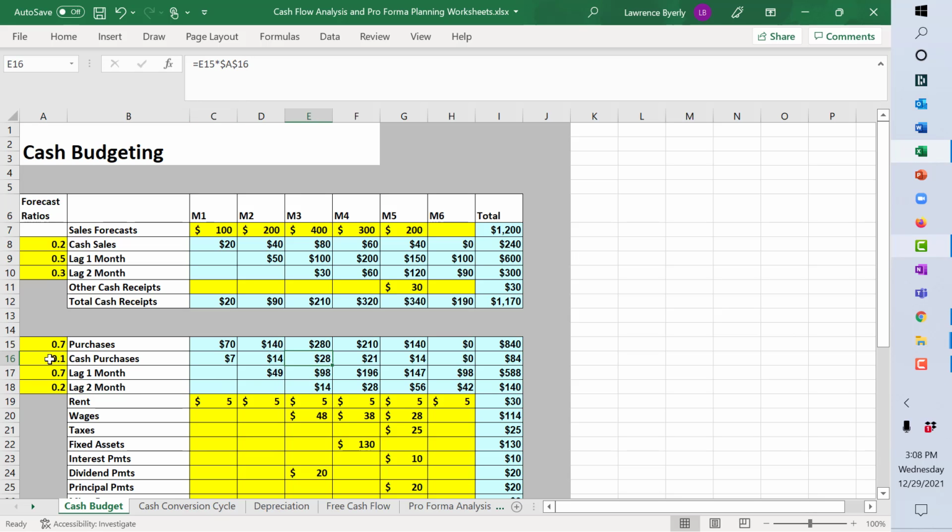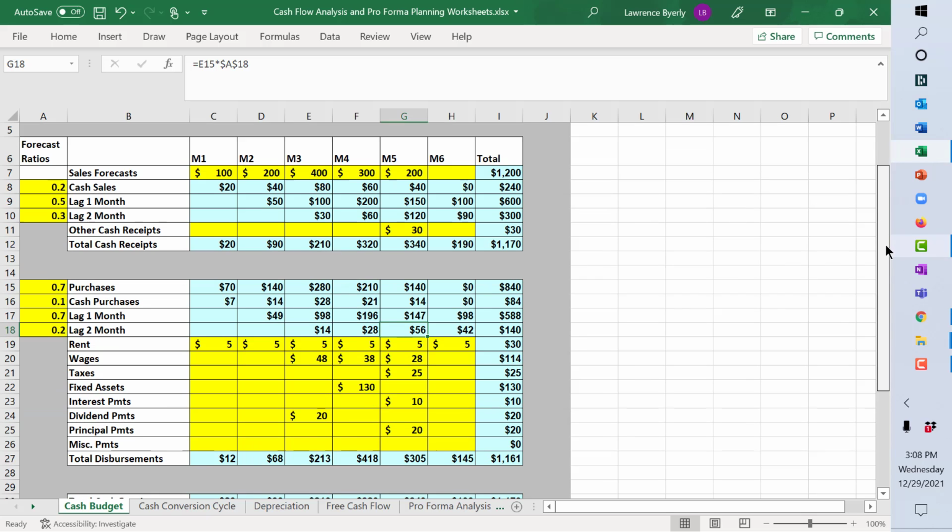So again, as you see, 10% of the purchases that we expect to get in month three, we pay here. Then here's the next 70%, and then the final 20% is paid out here.